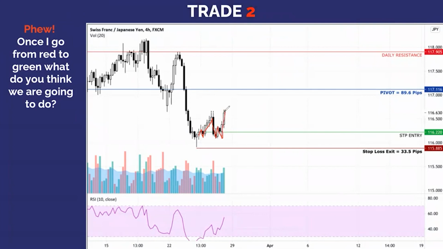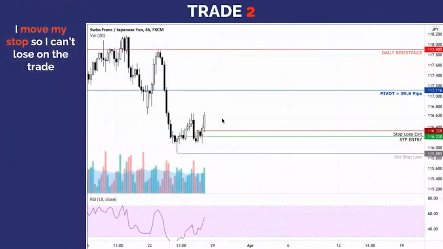So in your opinion, or anyone who's here, what do you think is going through my mind, and what are my next steps? Right, I moved my stop. I've already gone from green to red to green, and the price has not really moved that significantly from my entry. So I am just thinking to myself, I am going to move my stop so I can't lose on the trade.